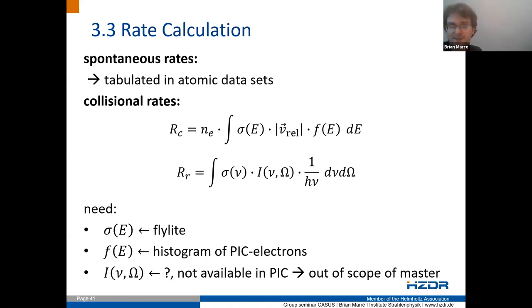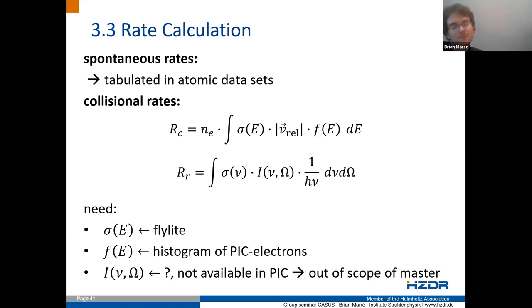Which, in essence, leaves us with the distribution functions for our electrons. Those can be obtained from our kinetic electrons and the specific intensity. Specific intensity is a little bit problematic from a PIC point of view, because PIC doesn't include specific intensities. PIC includes field values, but they are not spectrally resolved. And you don't want to do a Fourier transformation for every single time step for every cell. Furthermore, you would need some sort of local Fourier transformation, so it is difficult.